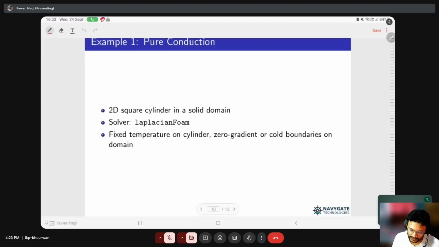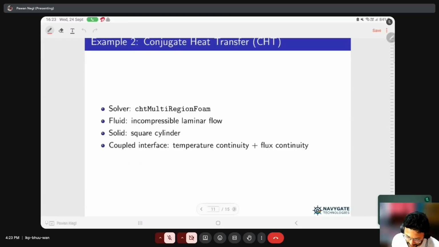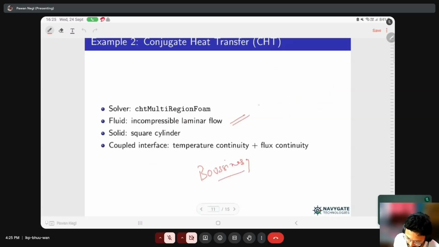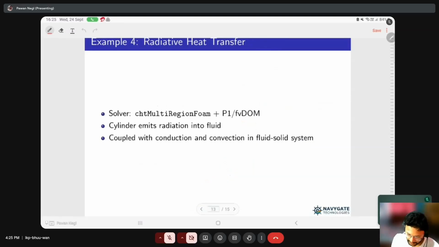We'll solve these few examples. One will be pure conduction that we have already solved. The second will be the conjugate heat transfer. We'll assume this incompressible fluid along with the Boussinesq assumption, and this one will use the compressible fluid, and we'll solve all the equations along with the energy equation. Then finally we'll solve one final problem where we'll solve the compressible assumption, that is we'll solve the energy equation along with the radiation source term.